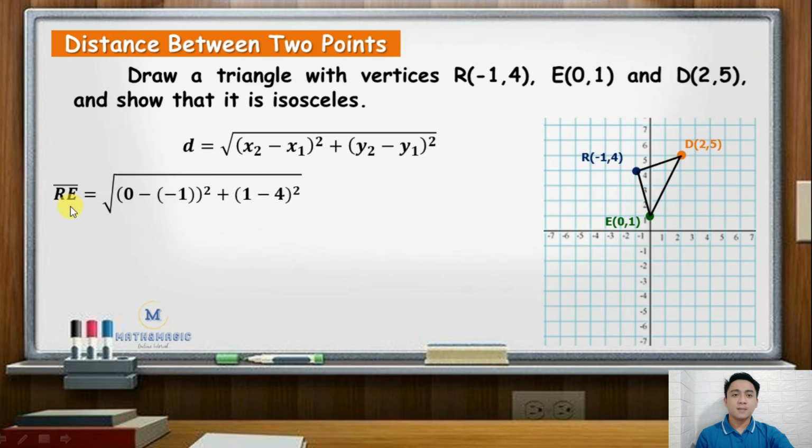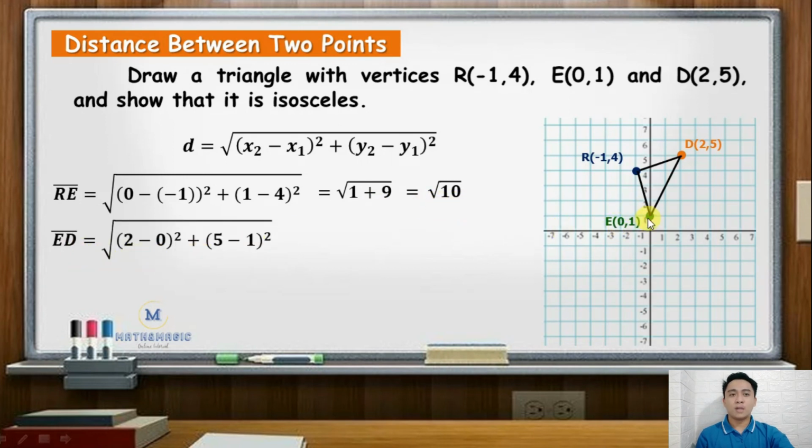For segment RE, we will set the coordinates of point R as sub 1 and coordinates of point E as sub 2. Substituting the values in the formula, segment RE has a length of square root of 10. Segment ED, coordinates of point E will be for sub 1, and point D will be for sub 2. Solving for the length of segment ED, it is equal to the square root of 20 or 2 square root of 5. Since the first two sides are not equal, we still need to solve for the third side.